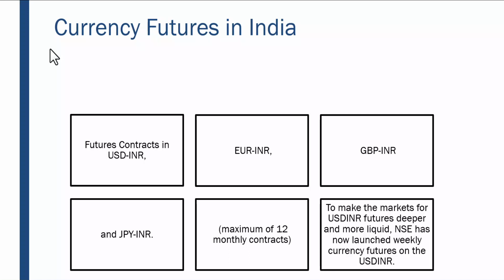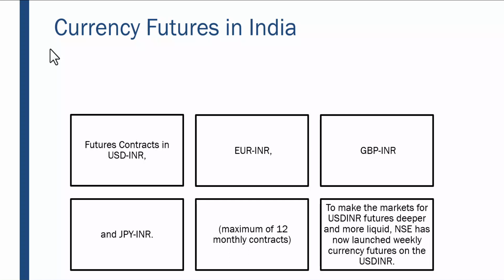To make the markets for USD INR futures deeper and more liquid, NSE has now launched weekly contracts for futures on USD INR. So there are even weekly contracts instead of only 12 monthly contracts. Now think about, you have a transaction in the month of, say, January. You're going to get dollars from somewhere. So you want to hedge yourself only when you're going to get your dollars in January. So you go to the January contract and you will find a window there. Similarly, there are weekly contracts also, for dollar versus Indian rupees.